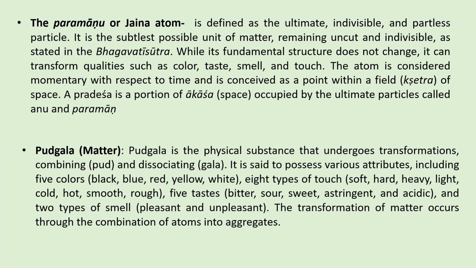The Parmanu, or Jain atom, is defined as the ultimate invisible and partless particle. It is the subtlest possible unit of matter, remaining uncut and indivisible. As stated in the Bhagavati Sutra, while its fundamental structure does not change, it can transform qualities such as color, taste, smell and touch. The atom is considered momentary with respect to time and is conceived as a point within a field, kshetra, of space. A pradesh is a portion of akash, space, occupied by the ultimate particles called Anu and Parmanu.